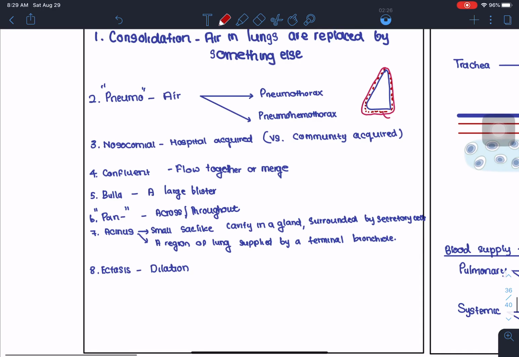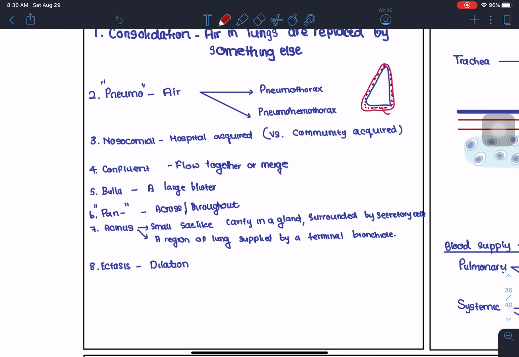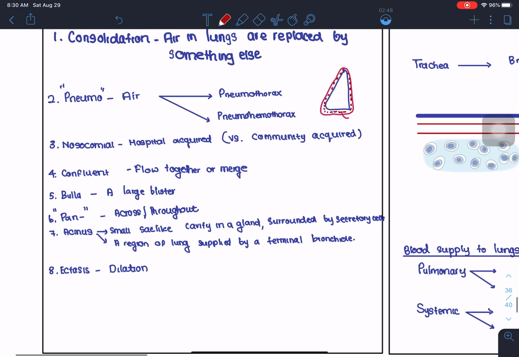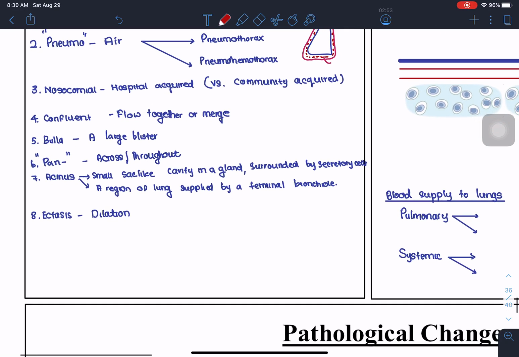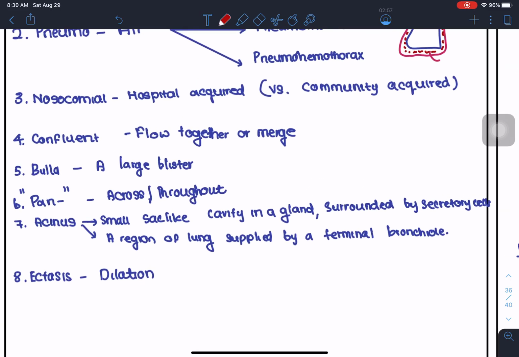Next is a word which you need to know, which is important even in surgery and all future lessons. This word is called nosocomial. That means hospital acquired. These are diseases where you go to the hospital for something else and you get this type of infection. Nosocomial is a hospital acquired disease, most commonly pneumonia.